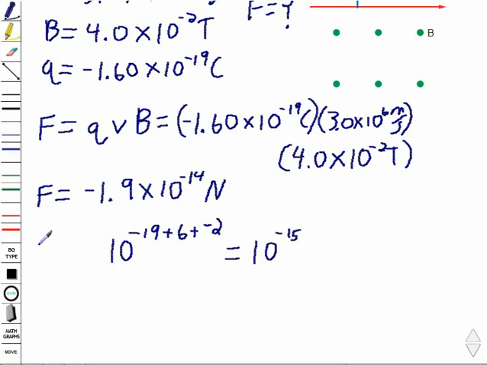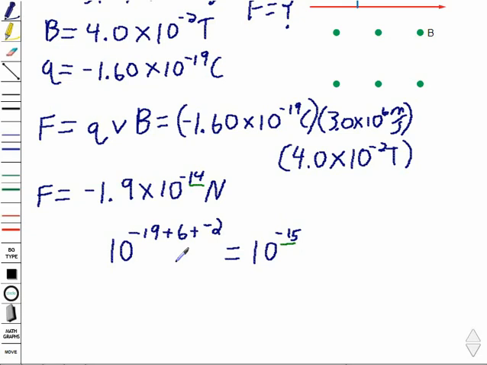So if we look, we've got 10 to the negative 14th, and it says we should be 10 to the negative 15th. Those are pretty close together, so that means that's a reasonable answer, depending on how the 1.60 times 3 times 4 works out. So when we multiply those, 3 times 4 is 12. That means that would move our exponent over 1 closer to 0, so it would be negative 14. So that's a reasonable answer.